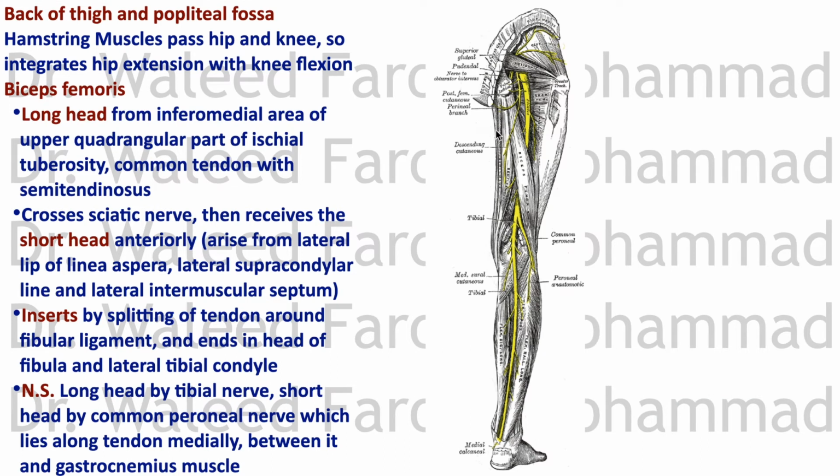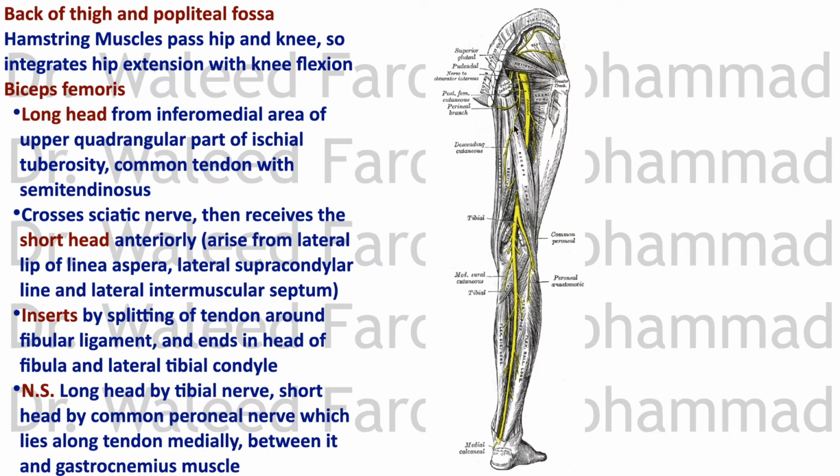The first muscle of the hamstrings is the biceps femoris. It has a long and a short head. See, this is the biceps femoris. It has a long head and a short head. The long head arises from the inframedial area. Remember the upper quadrangular part of the ischial tuberosity we talked about? It's divided by a line from medial to lateral into a superolateral region and an inframedial region. Well, the long head of biceps arises from the inframedial region, common with the semitendinosus muscle.